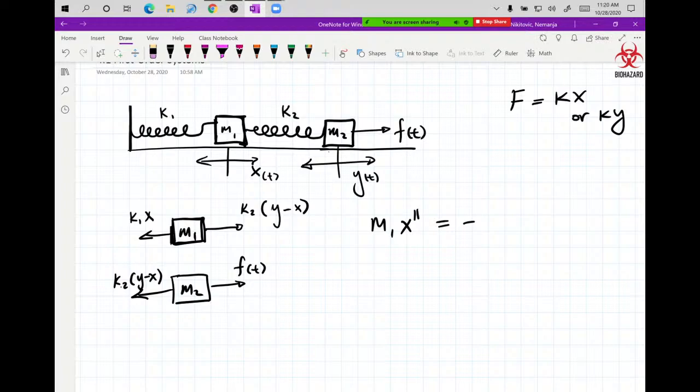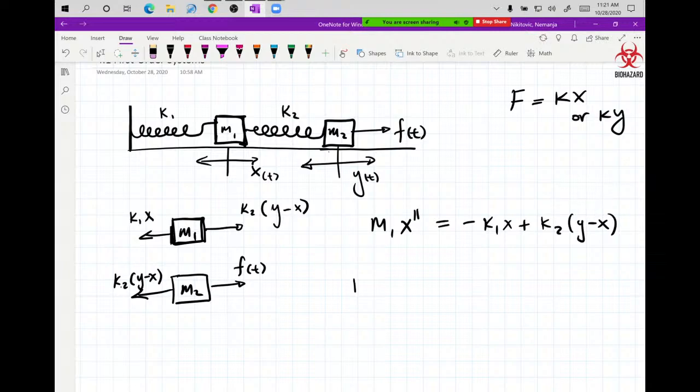So negative k1x plus k2(y minus x). Right? So this one is pulling this way, if you take a look at the vectors, the way I draw them. And then this one is pulling that way, which is why it's negative.